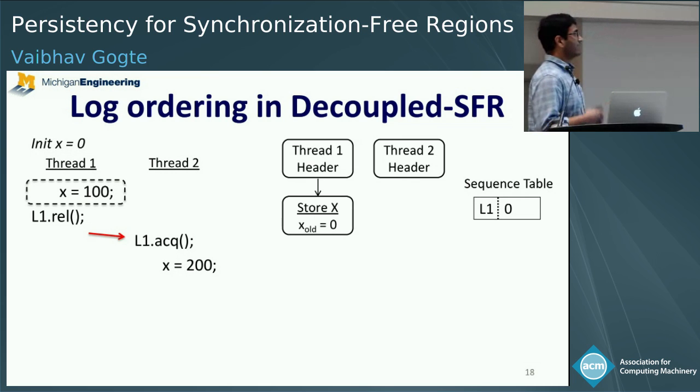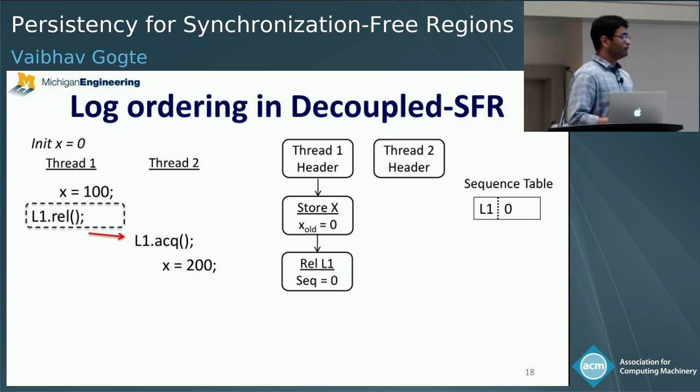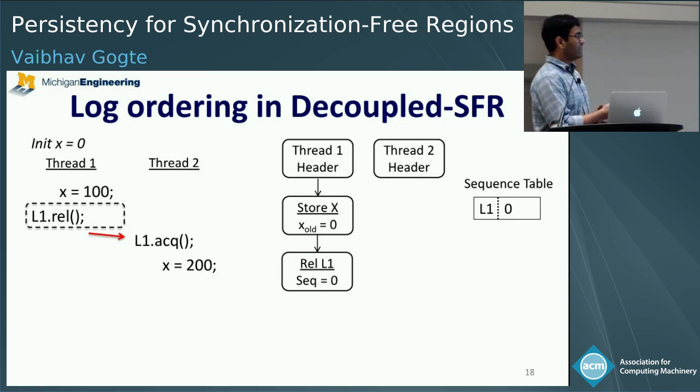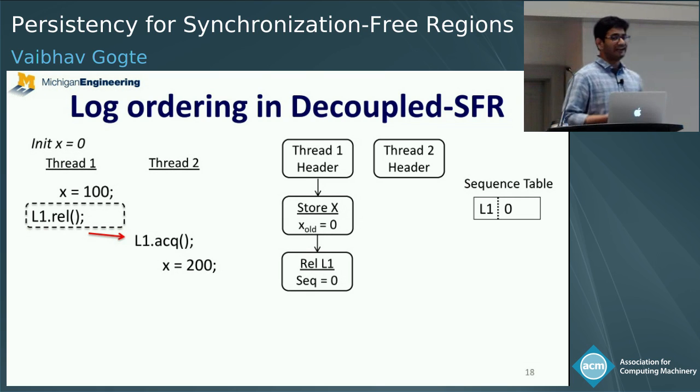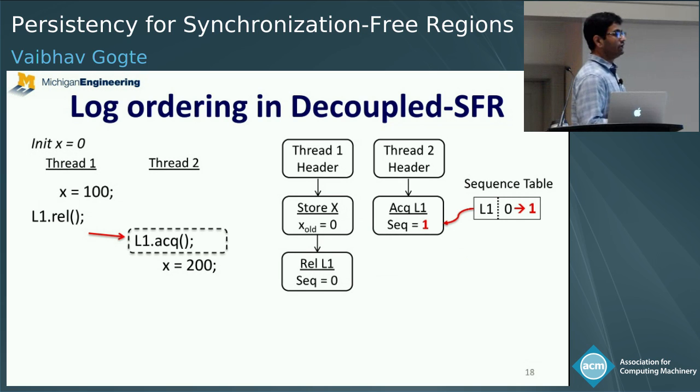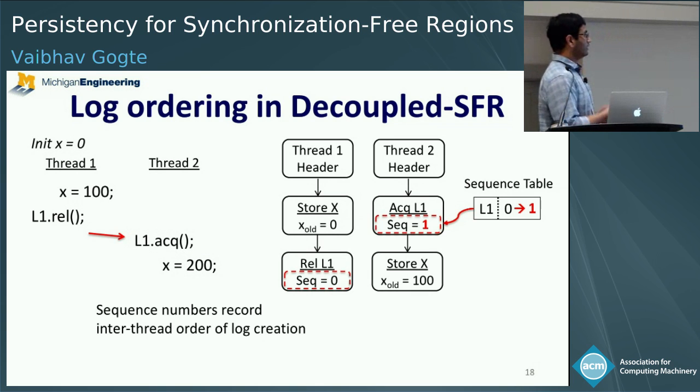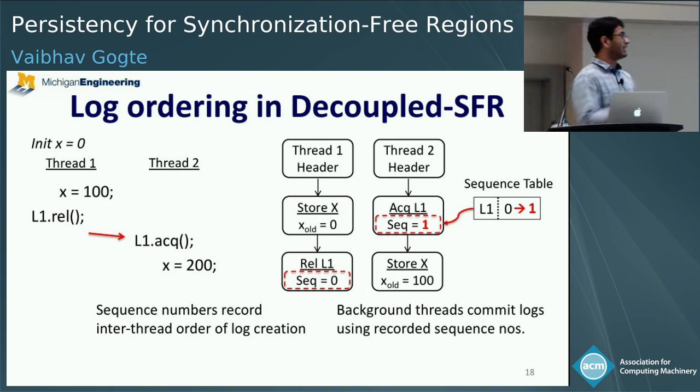So to begin with, first we execute x equal to 100 and create a corresponding log entry in thread 1 header. This log entry records the old value of x, which was 0. Next, we create a log entry for release operation. When we create a log entry for a synchronization operation, we record the latest value of sequence number from the table. Since sequence number for L1 is 0, we record that in its undo log entry. Also, at each release operation, we atomically increment the sequence number in the table, so 0 becomes 1. Finally, when we execute a synchronizing acquire, we record this new value of sequence number from the table, followed by executing x equal to 200. Now, as you can see, sequence numbers record the inter-thread order of creation of the logs. And background threads can inspect these logs and commit the logs in the increasing order of these sequence numbers.